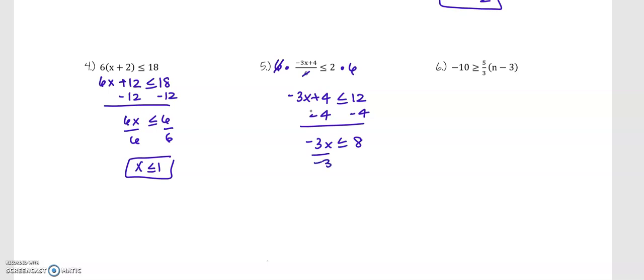Divide by -3. Remember, when I divide by a negative, we flip that sign. And then another one here, I see that fraction. Hate the fraction, multiply by the denominator to get rid of the fraction.